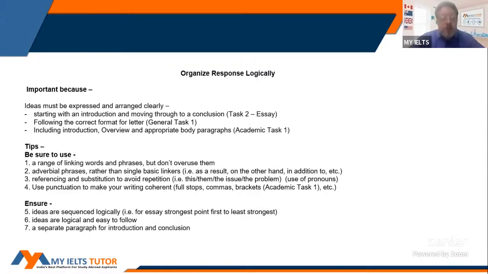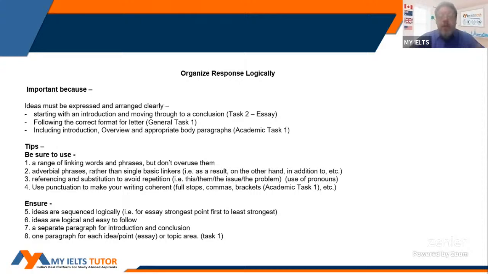That's very important. And then use a separate paragraph for the introduction and conclusion. All right? Make sure you do that. And then finally, one paragraph for each idea or point in the essay or topic area.